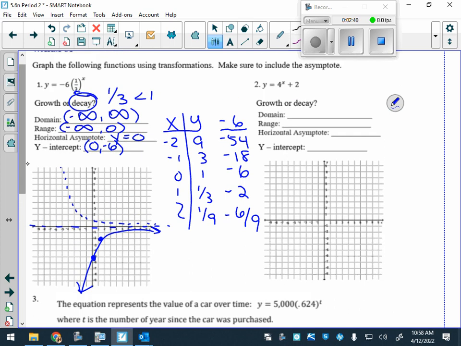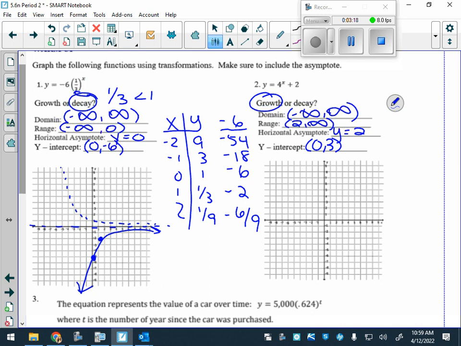Okay? Now for number 2, Rory, growth or decay? Growth. Good. Grace, domain. Good. Range, John. Good. Excellent. Horizontal asymptote, Josh. Number 2. Y equals 2. Must be written as an equation. Our y-intercept, Lizzie, 0, 3.